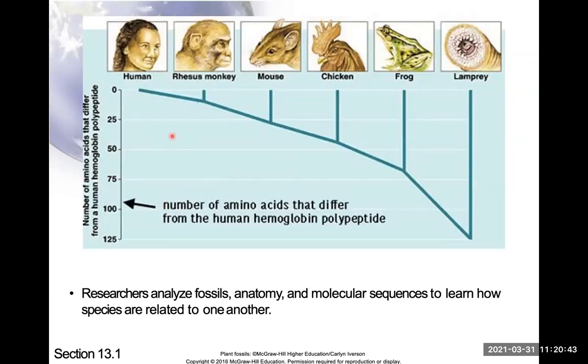So here, using fossils, and now we have DNA technology, we can also look at our anatomy, means our bone structure, and we can compare to other animals. We can see if species are related to one another. Here, this graph is showing number of amino acids that might differ between species. So we have humans here. We're comparing these to humans. Rhesus monkey has maybe a few of them that differ from humans. Mouse has a little bit more, maybe 25. Chicken has more. So we can use this evidence of molecular sequencing to see how many amino acids differ and how closely related we are.